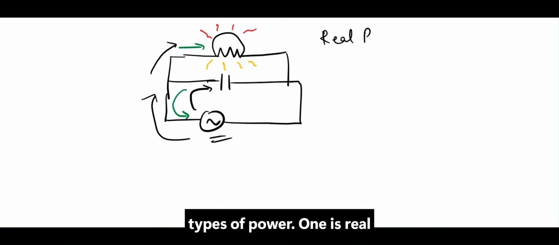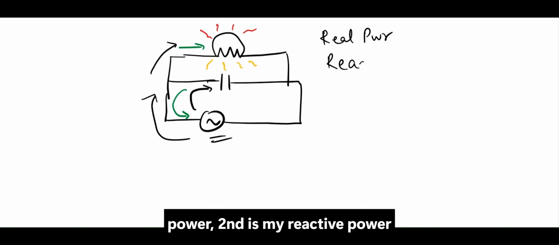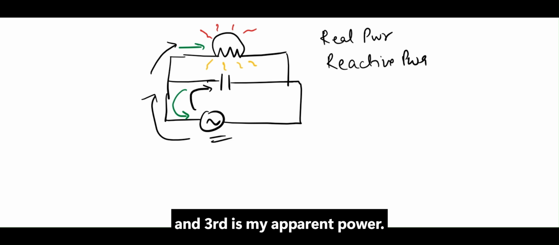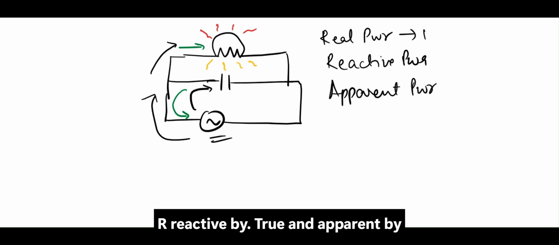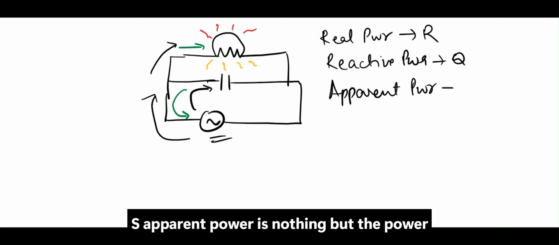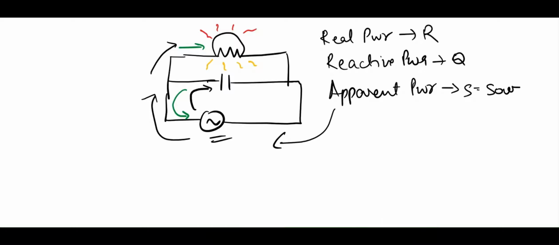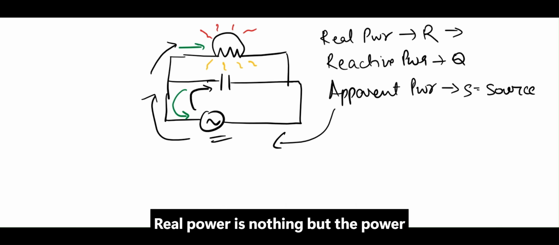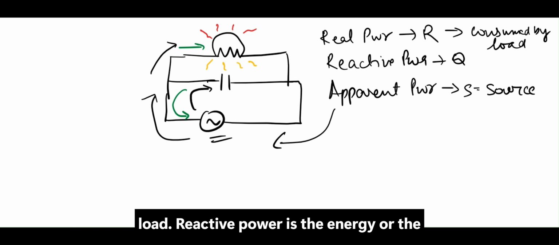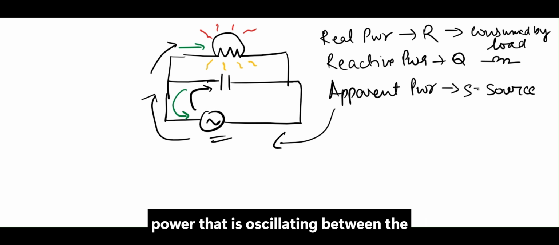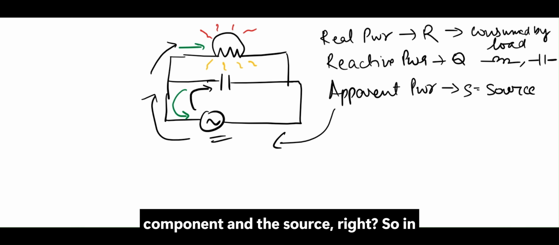So now comes where I have to define three types of power. One is real power, second is reactive power, and third is apparent power. The real power is denoted by P, reactive by Q, and apparent by S. Apparent power is nothing but the power provided by the source. Real power is nothing but the power consumed by the load or reaching the load. Reactive power is the power that is oscillating between the component and the source, right?